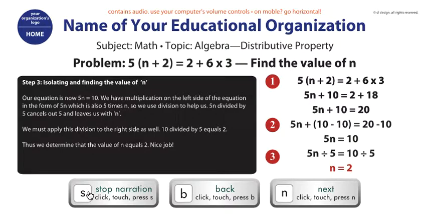Step 3. Isolating and finding the value of n. Our equation is now 5n equals 10. We have multiplication on the left side of the equation in the form of 5n, which is also 5 times n. So we use division to help us. 5n divided by 5 cancels out 5 and leaves us with n. We must apply this division to the right side of the equation as well. 10 divided by 5 equals 2. Thus we determine that the value of n equals 2. Nice job!